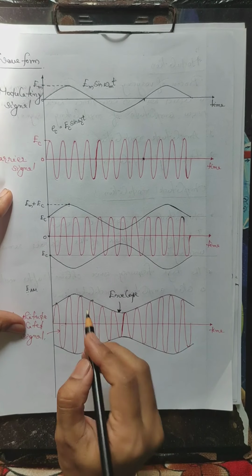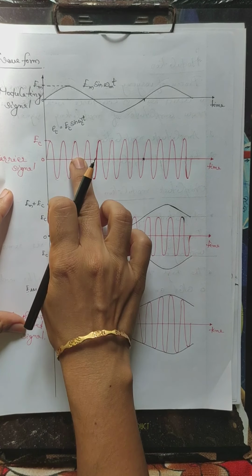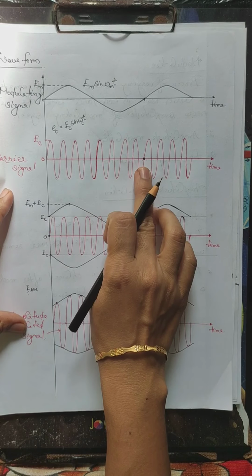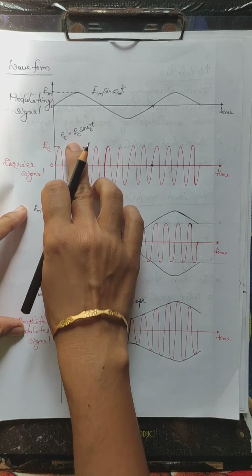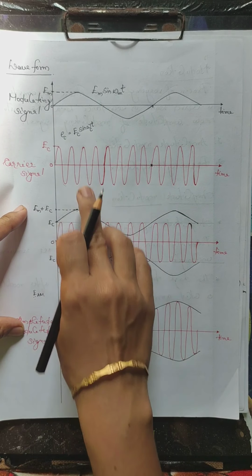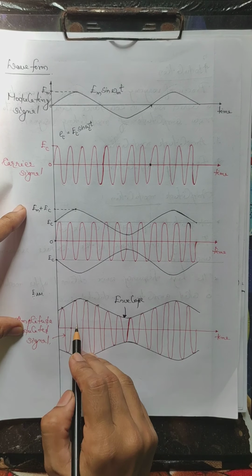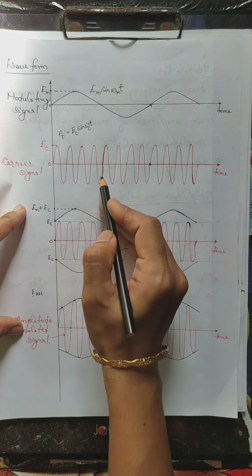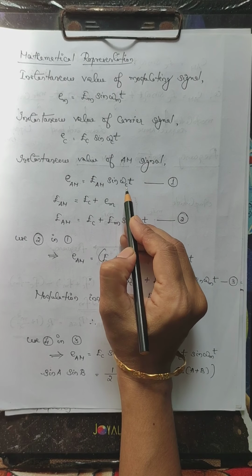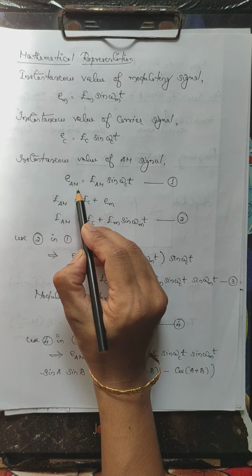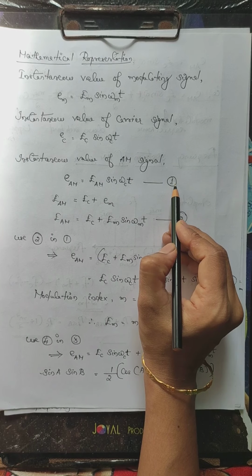Now see, frequency of the amplitude modulated signal is same as that of the carrier frequency. We have already said that by amplitude modulation we are varying only the amplitude of the carrier signal, and the frequency of the carrier will not change. So frequency of the amplitude modulated signal is same as that of the carrier frequency. So we can write omega c here. Mark it as equation number 1.